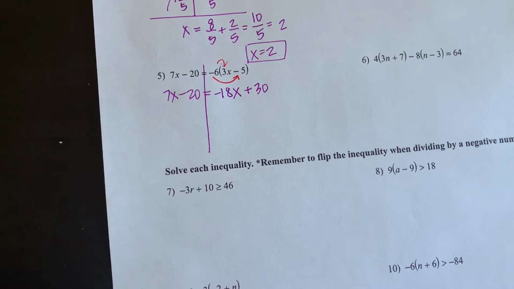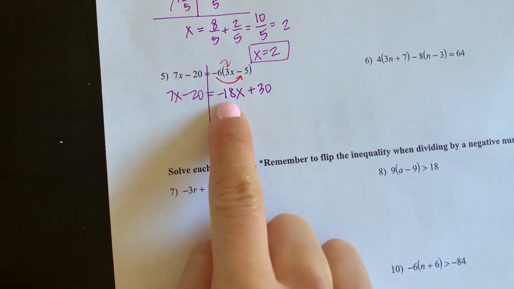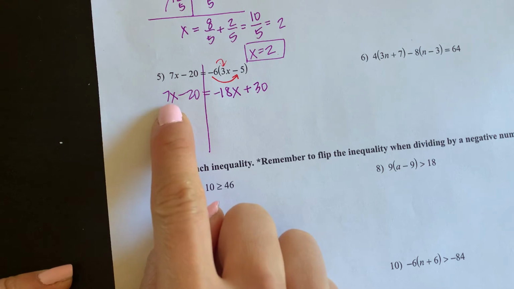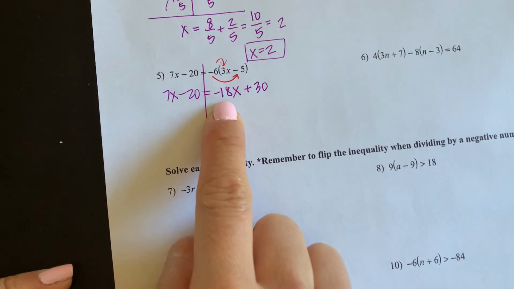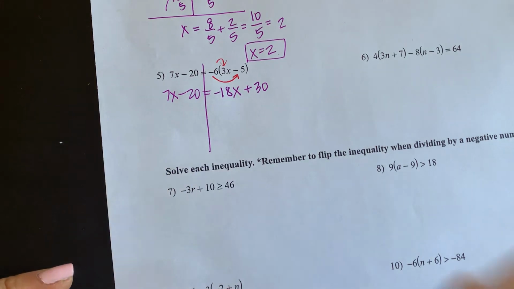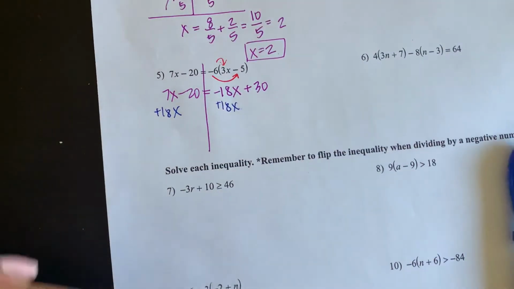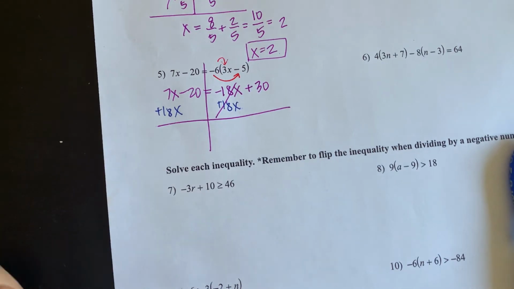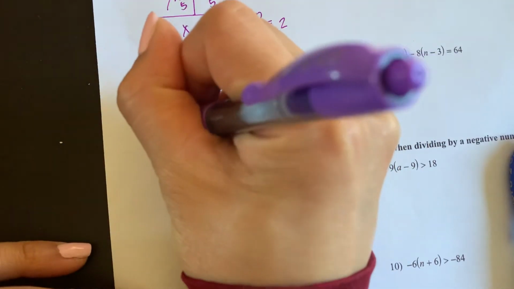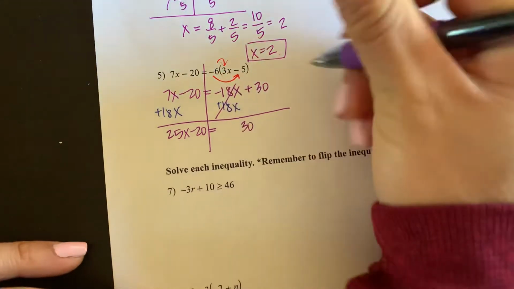I'm going to put all the x's to one side and all the normal numbers to the other side. So I'll start off with the x's. I want to move this -18x to the other side, and this is its like term. So because it's -18x, I want to do the inverse, which is +18x. And those guys there cancel out. 7x plus 18x is 25x minus 20. And then I still have that 30 right there.